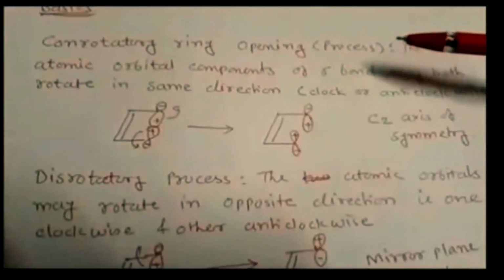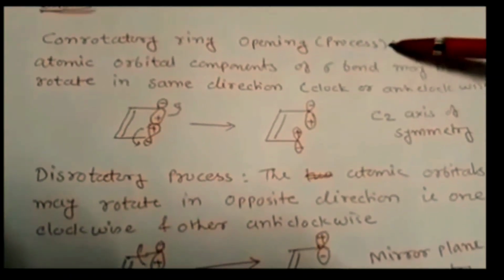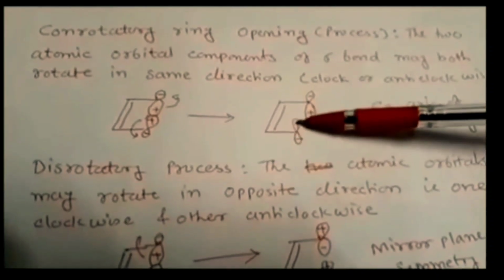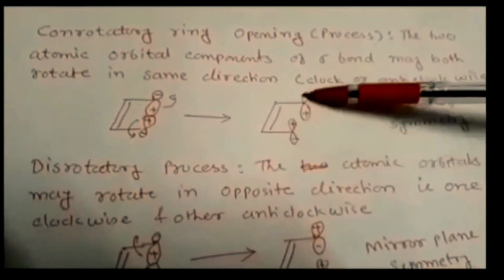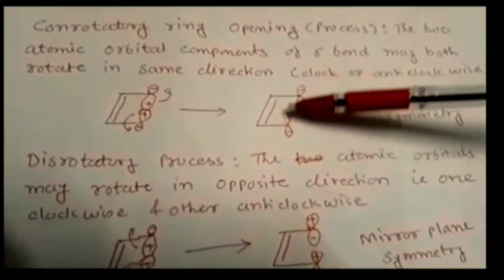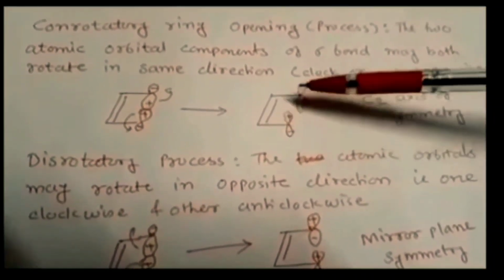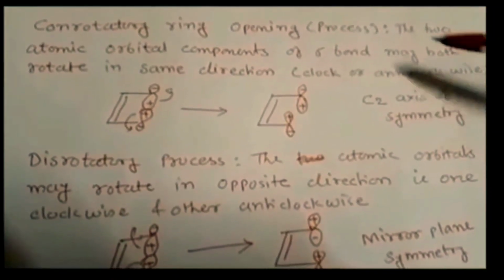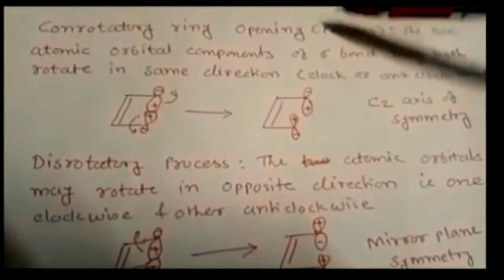If C2 symmetry is maintained, as we discussed in the basics, then this process is a conrotatory process, because here the signs are positive and negative. That means this is a C2 axis of symmetry, because in mirror plane symmetry both upper lobes have a positive sign. But here this is positive and this is negative. That means the C2 axis of symmetry is maintained in a conrotatory process.